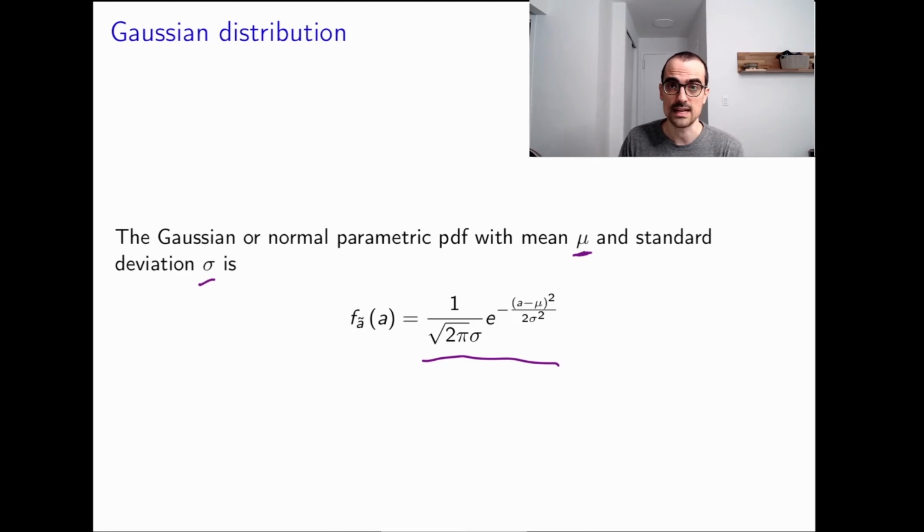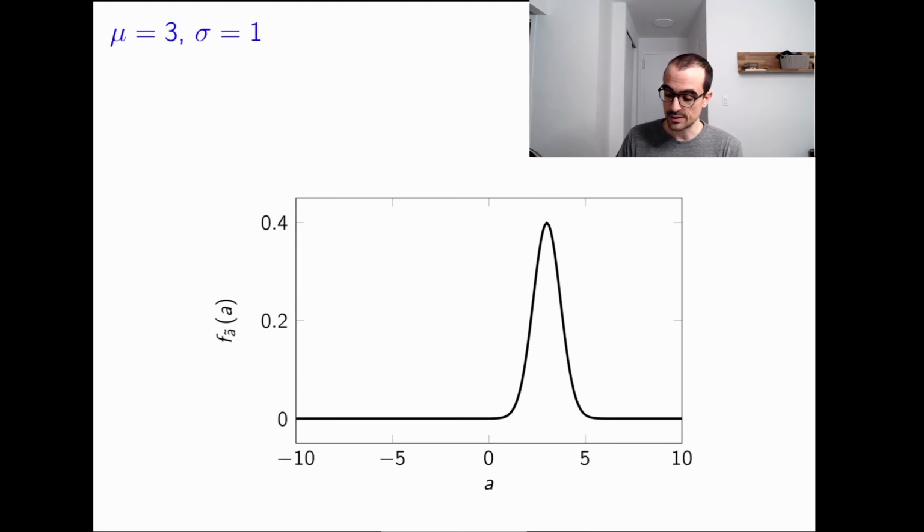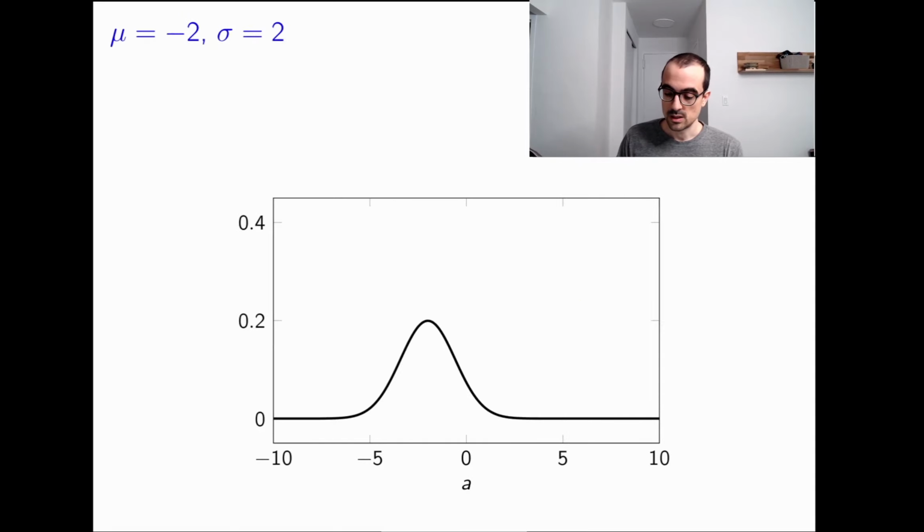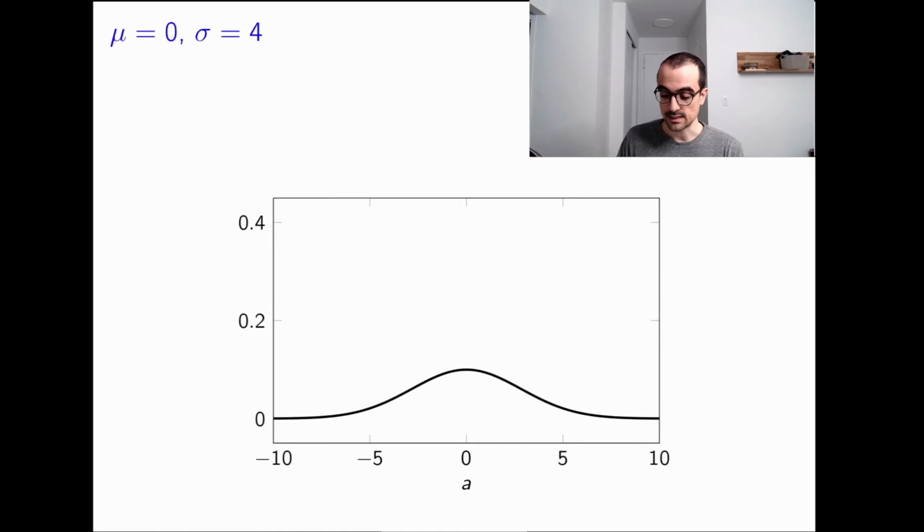So let's take a look at some examples. Here, mu is 3, so the density is centered at 3, and how spread out it is is determined by the parameter sigma, which in this case is equal to 1. Sigma is the standard deviation, so it's the typical deviation of a point from the center, which is mu, and mu is the mean parameter. Here, the mean is -2 and the standard deviation is 2, so the density is more spread out and it's centered at -2. Here, it's centered at 0 and it's even more spread out because the standard deviation is 4.